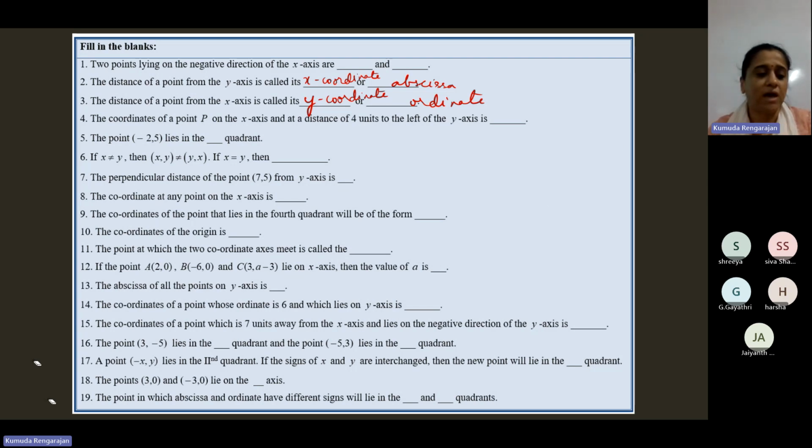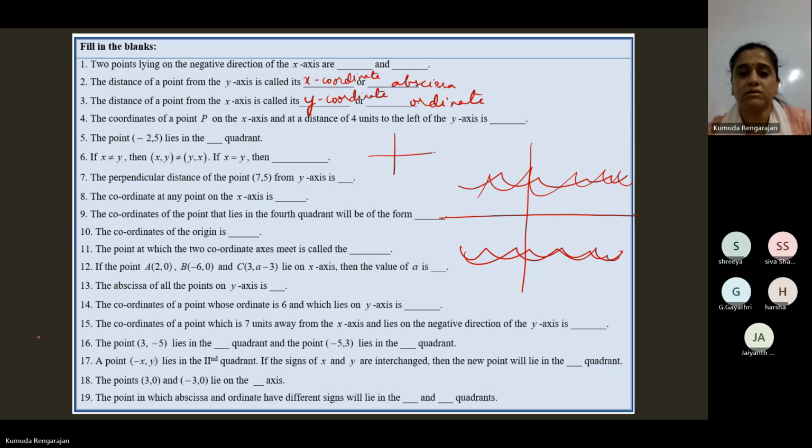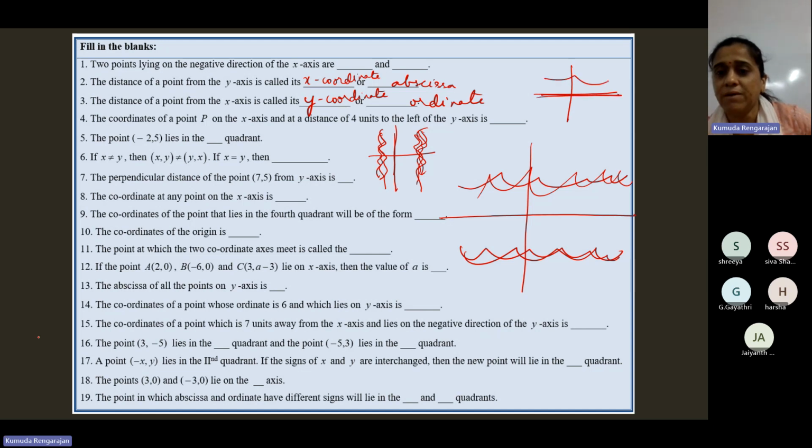Now, with respect to the x-axis, you say above and below. This region is above the x-axis. This region is below the x-axis. This one is the left side of the y-axis, and this is the right side of the y-axis. When you say with respect to the y-axis, you must say right side, left side. When you say with respect to the x-axis, you must say above the x-axis, below the x-axis.